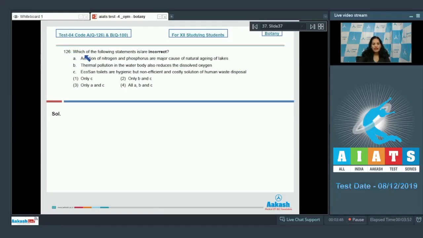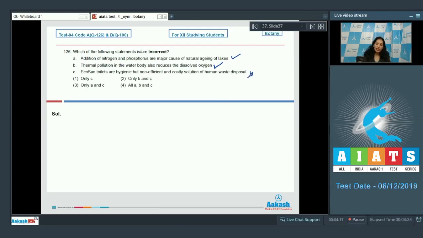Question number 126. Which of the following statements are incorrect? A. Addition of nitrogen and phosphorus are major cause of natural aging of lakes. Yes, addition of nitrogen and phosphorus leads to eutrophication. So this is correct. Thermal pollution in the water body also reduces the dissolved oxygen. This is also correct.